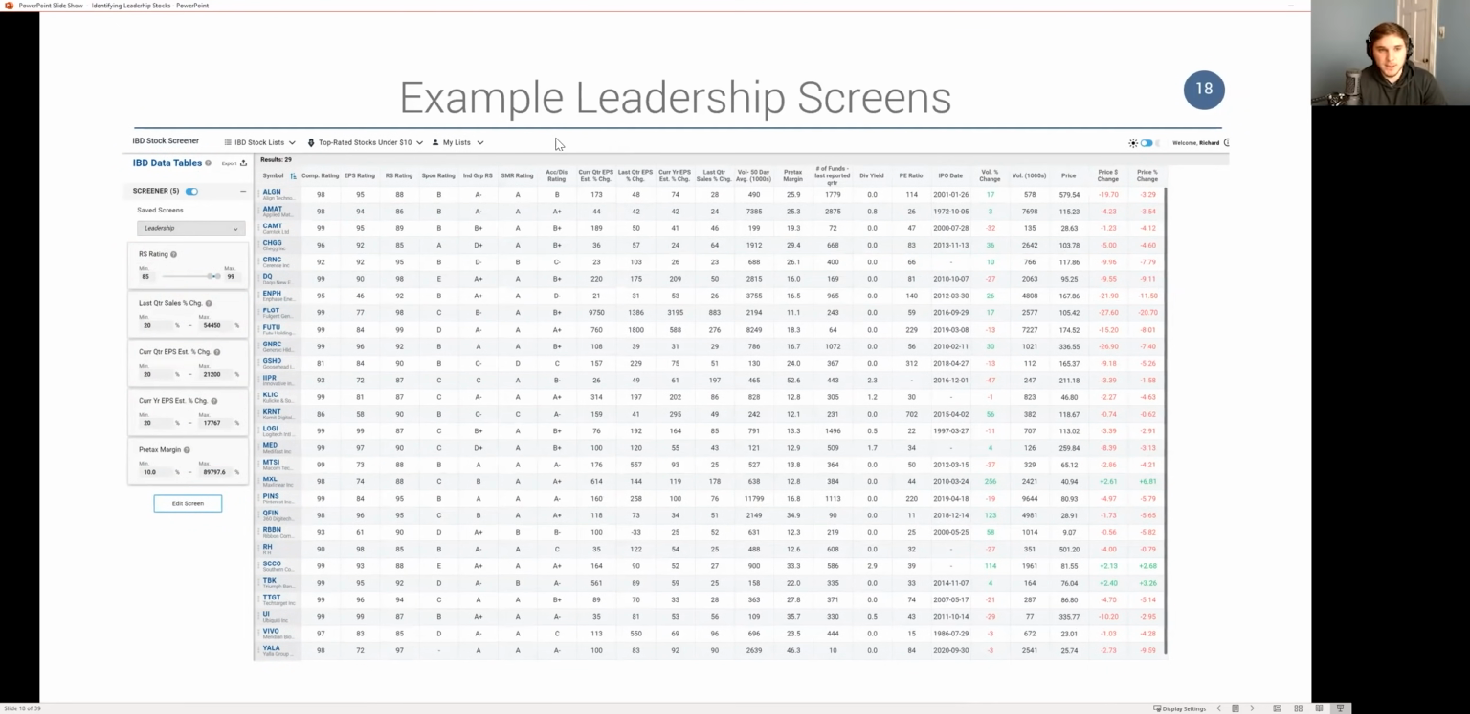It's free if you have IBD Digital. I'm not quite sure how to get to it from the main page, but if you just Google search IBD stock screener, it should pop up.